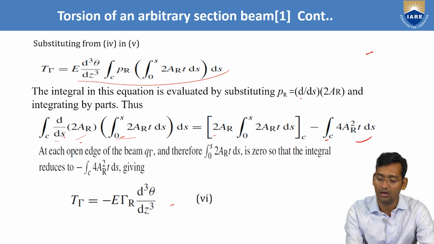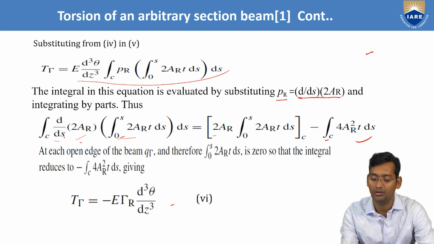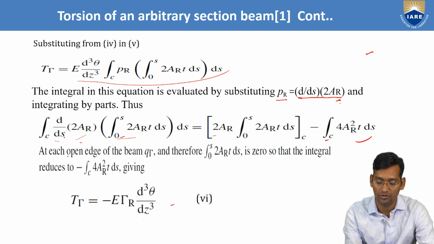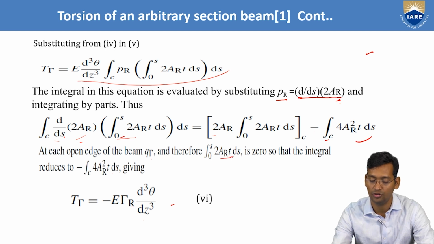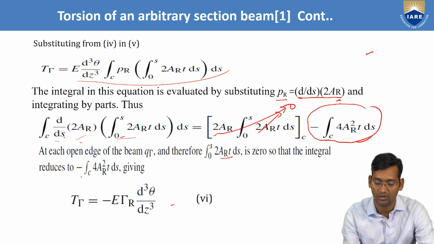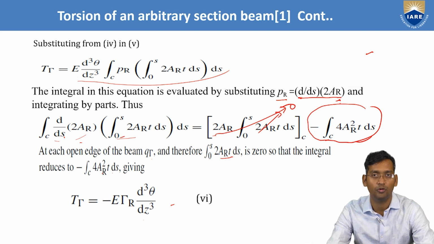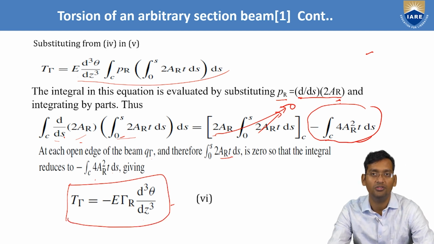Okay. The integral in this equation is evaluated by substituting what? PR equals to d by 2AR of ds. After that, what is there? That will be 0. So at each open edge beam, q tau, and therefore, right, 0 to s, this 2AR ds is 0. So once this is 0, this whole term will be what? 0. So what is left? Only this term. What is left? Minus c 4a square, but 4ra square tds gives what? Just here, t tau e tau r dq theta by dz cube.